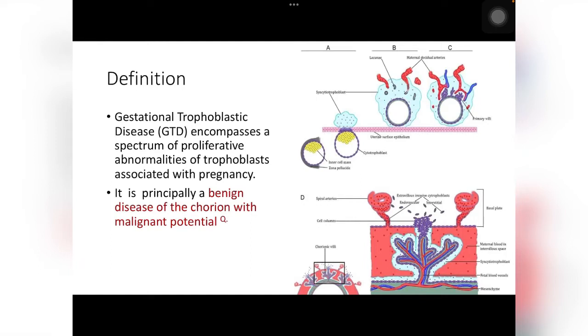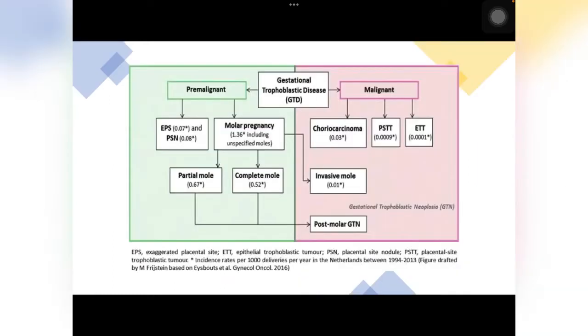So we all know that when the blastocyst is getting implanted in the decidua, the syncytiotrophoblasts and cytotrophoblasts are going to develop all around it. This structure here is the structure of a tertiary villi. When the villi undergo hydropic changes, the trophoblasts become swollen and abnormal. That is what is called gestational trophoblastic disease. It's usually a benign disease of the chorion, but it has malignant potential. That is why we're very concerned about a molar pregnancy.